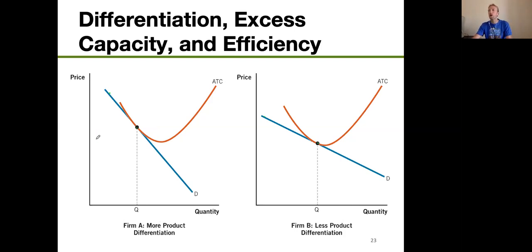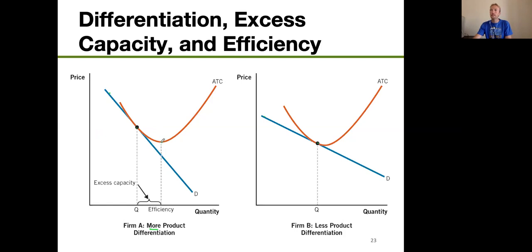In the short run, probably a firm like Hollister or Abercrombie with more product differentiation is going to be able to make a little bit of profit until the space does get crowded with their competitors. Okay, and then in the future, in the long run, once the competitors come in and drive long-run economic profits to zero, look at this. We have an excess capacity problem, right?